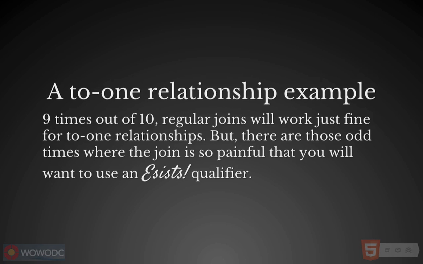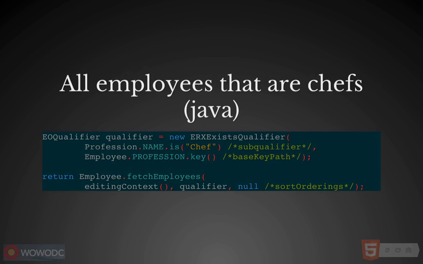I told you earlier on that normally we're solving problems with too many relationships. But sometimes we can even use it for a 2-1 relationship. Well, what does it look like anyway? Here, let's make a new ER_EXIST qualifier, but this time I want to find all of the employees that are chefs. I don't want to think about companies. I just want to go right to the employees and give me the chefs.